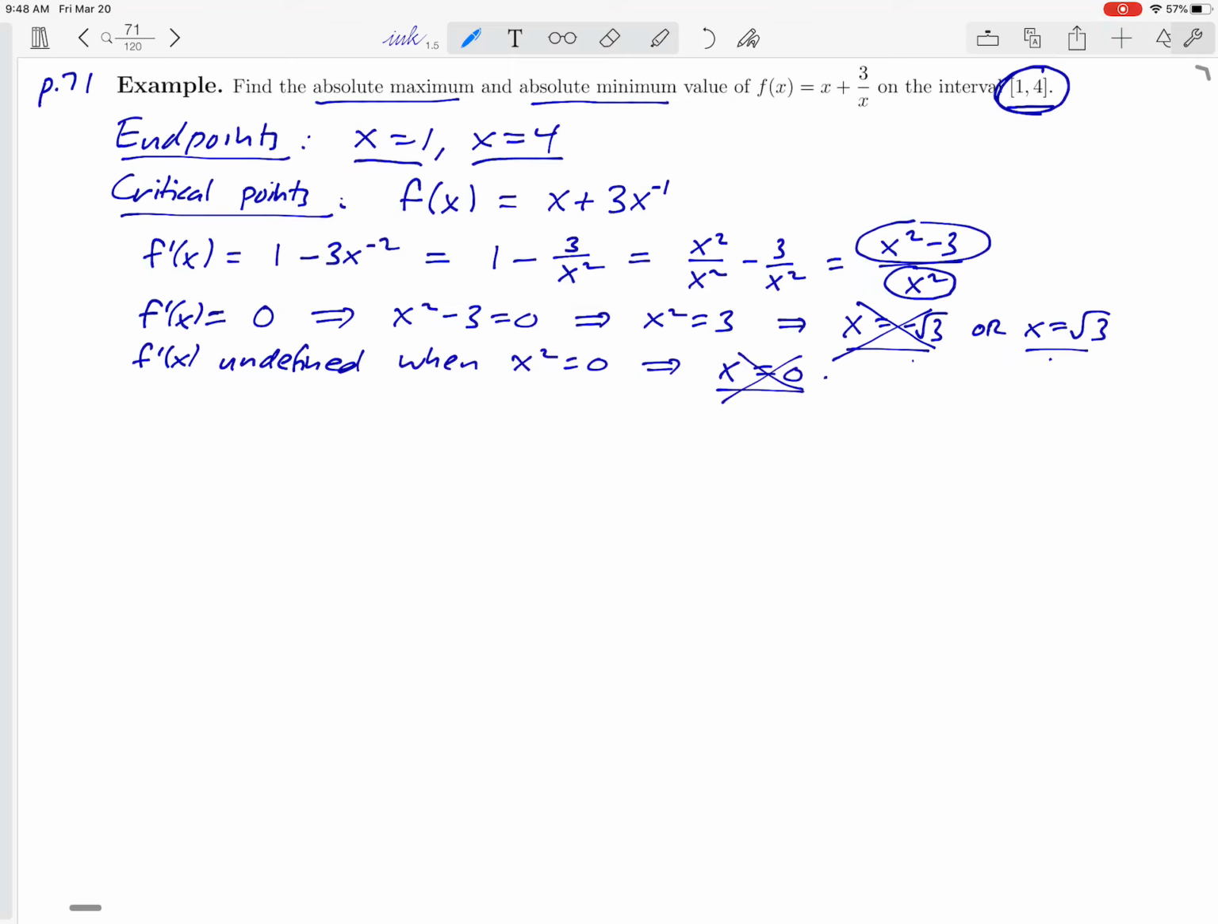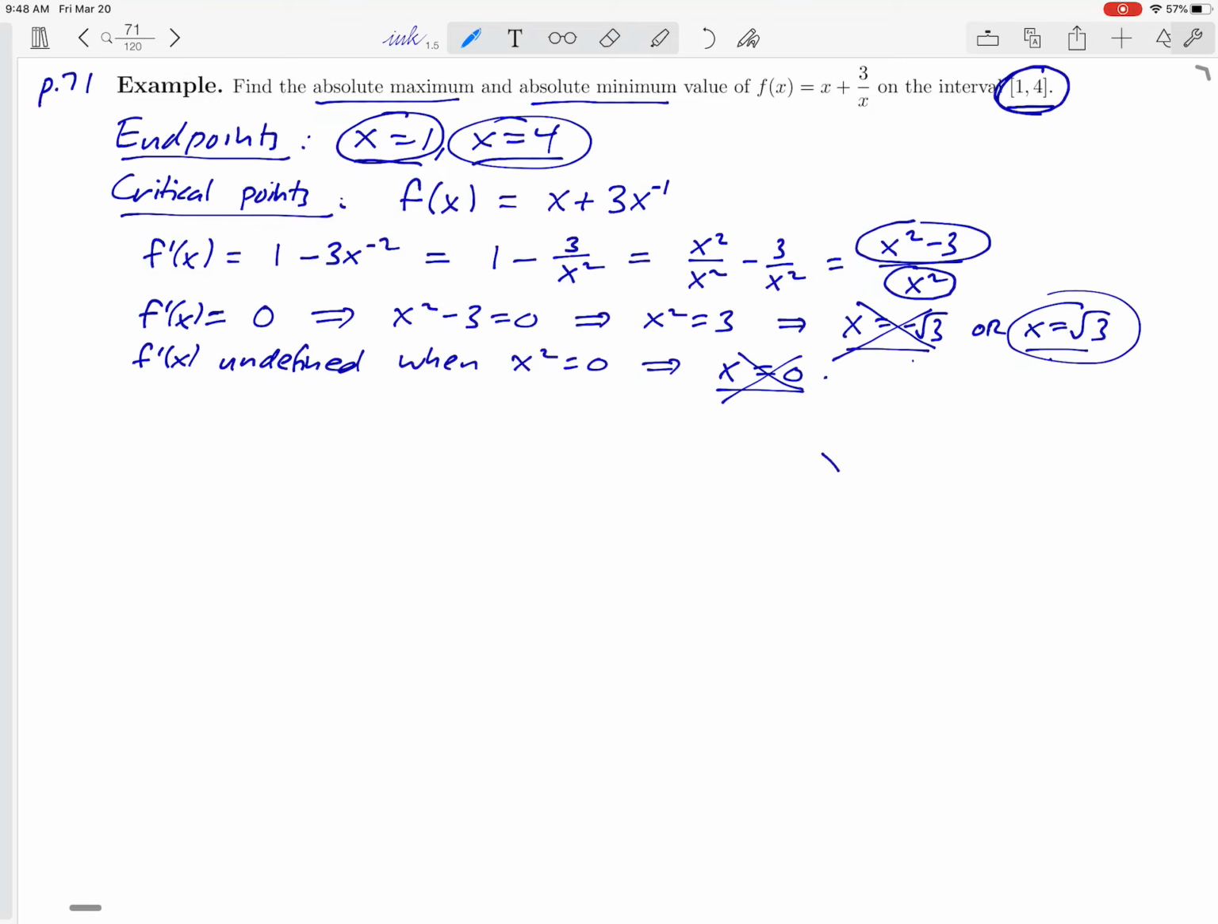And you see another number that's not in the interval: 0. Okay, that's not between 1 and 4. And so really, all we need to look at are 3 points: 1, 4, and the positive square root of 3. Our absolute maximum and minimum are going to be at one of those 3 points. Okay, how do we decide which is where?